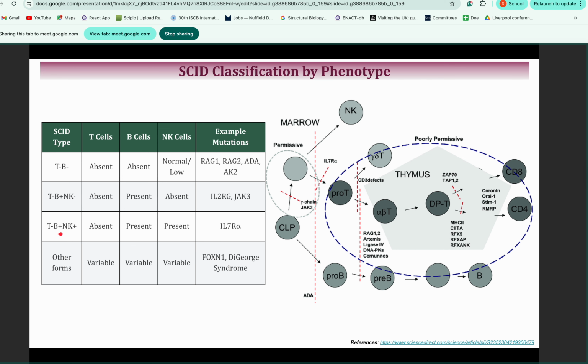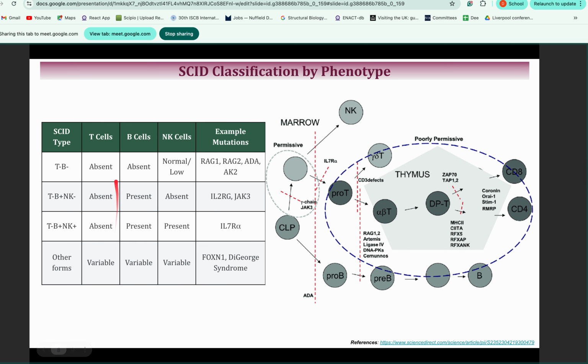Then comes T minus, B positive, NK positive. That means only T cells are absent, but B cells are present and NK cells are also present. This happens if there is a defect in the IL7R alpha gene. Then there are some other forms in which T cells could be variable, B cells will be variable, NKs will be variable. And the mutations are observed in genes such as FOXN1, DiGeorge syndrome.